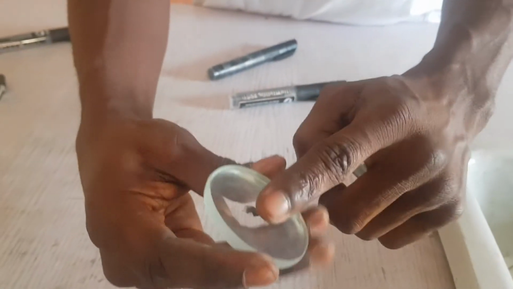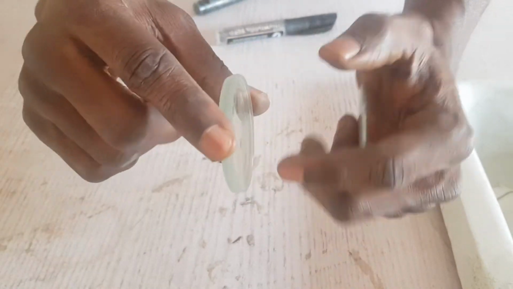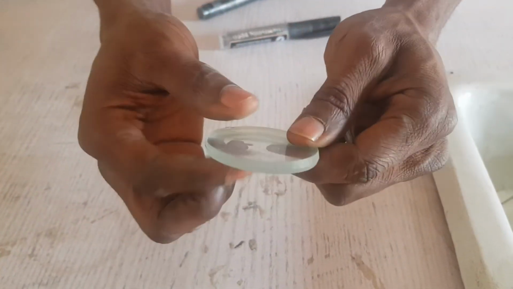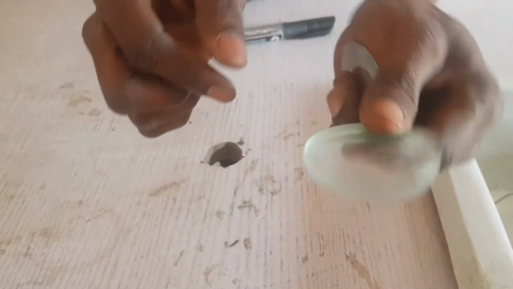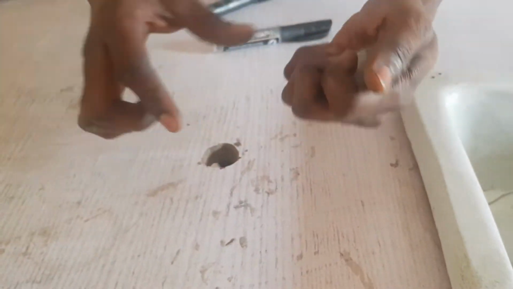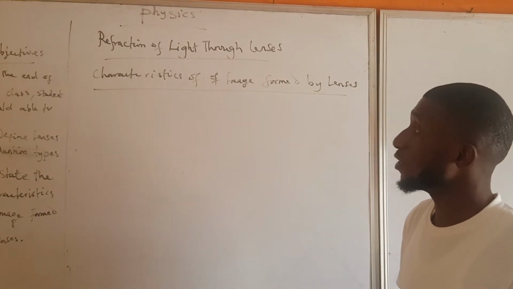And this one, if you look at it very properly, you discover that this edge is thicker than the middle. Therefore, we call it a concave lens. And any ray of light that passes through this type of lens will diverge after being refracted, at the point of focus.